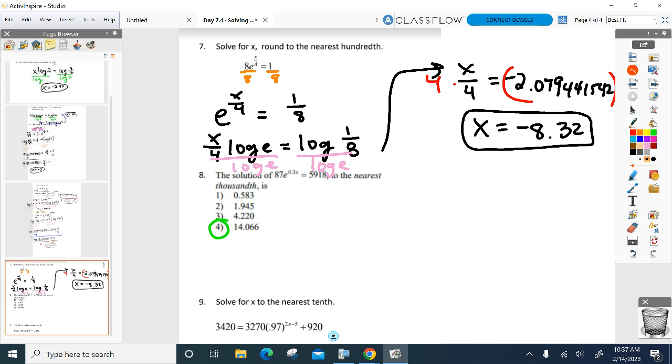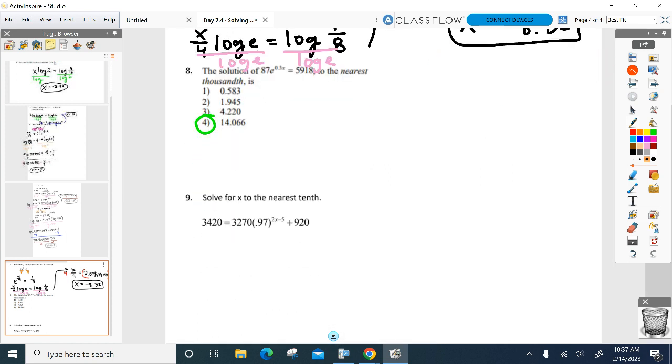And then number 9, you guys had a lot to do here, huh? You had to move the 920 over, divide by 3,270, take the log of 0.97, add 5, divide by 2, and we ended up with 6.9 rounded to the nearest 10, okay? All good? All right, great job today. Great work.